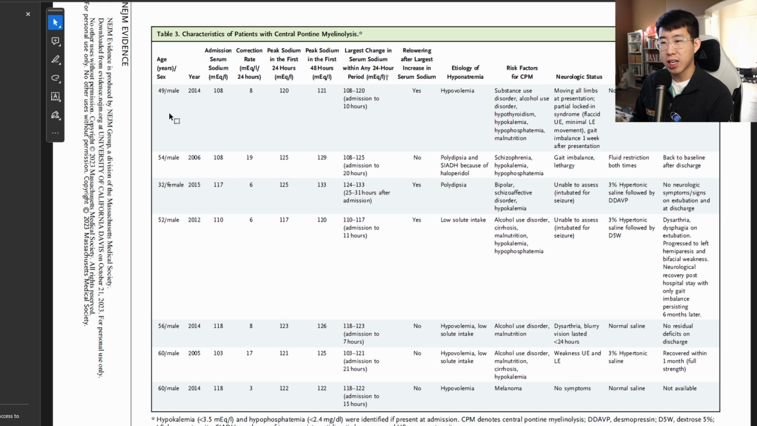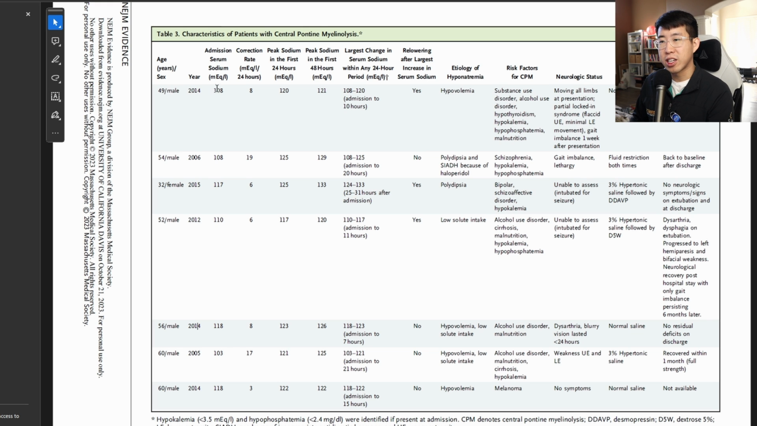Finally, they included a more detailed table of the different patients who did experience central pontine myelinolysis. And you can see there were 7 patients total. If you look at a lot of these patients, what was surprising to me is that most of these patients had good neurologic outcomes. So this patient had slow neurologic recovery over 6 to 12 months, back to baseline at discharge. Most of these patients really had pretty good neurologic recovery, which is a little surprising to me.